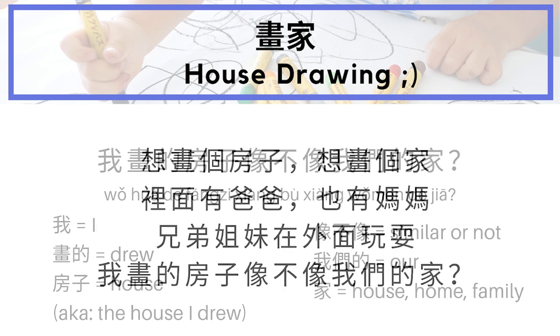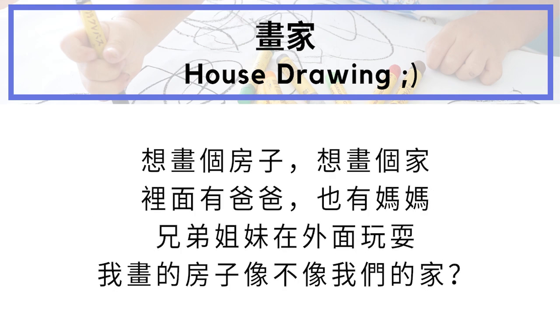So all together, basically, 想画个房子，想画个家 means I want to draw a house. I want to draw a family or a home. The I is understood because you don't really get the word I until that last line. Then the second line is 里面有爸爸也有妈妈, which means inside of apparently this house that this person is drawing, there's dad and then there's mom. 兄弟姐妹在外面玩耍. So the siblings are outside of this house playing. 我画的房子像不像我们的家? The house that I'm drawing, is it not like our family, our home? And that's basically what it is.